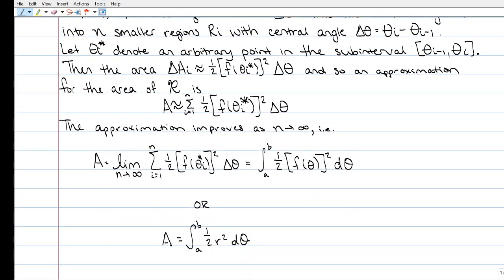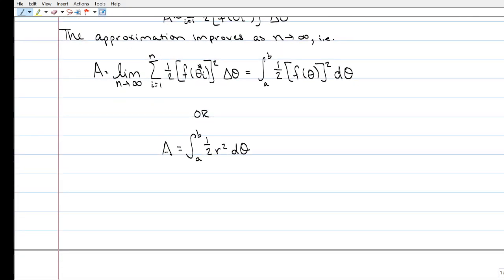In other words, A is actually equal to the limit as n approaches infinity of the sum from i equals 1 to n of 1/2 quantity f of theta i star squared delta theta, which, by the definition of an integral, is equal to the integral from a to b of 1/2 quantity f of theta squared d theta. Or equivalently, since f of theta is r, A is equal to the integral from a to b of 1/2 r squared d theta, where r is defined as a function of theta.